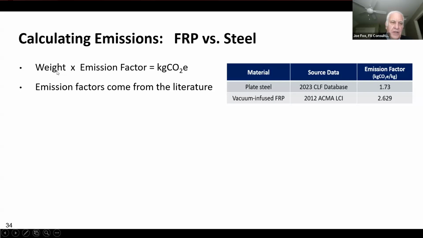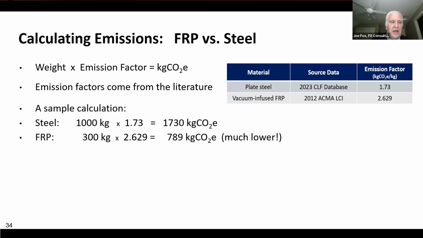Remember that to do an emissions calculation, you need weight times emission factor. And the emission factors come from the literature. And I've shown you things like these for plate steel and vacuum infused FRP. Okay? So here's a sample calculation. Again, 1,000 kilograms of steel times an emission factor, you get 1730. For FRP, which is 70% lighter, it's 300 kilograms times a bigger emission factor. Usually the emission factors for FRP end up between 2.0 and 3.0, so this is a very good example, and you get 789, which is less than half of 1730.